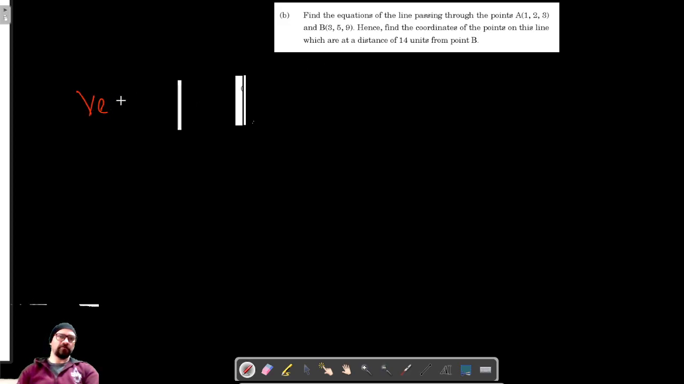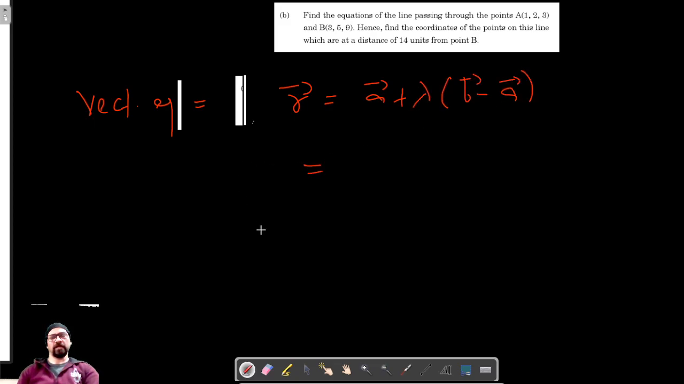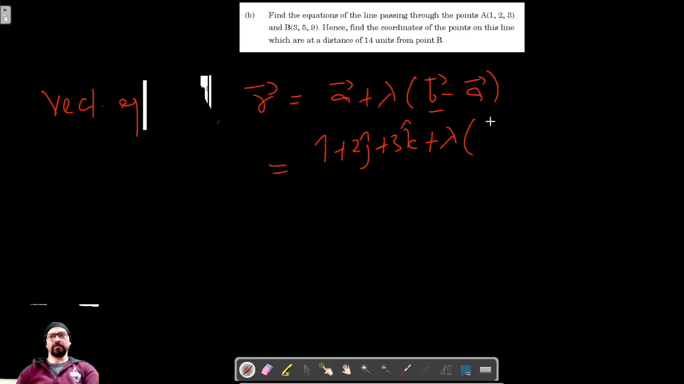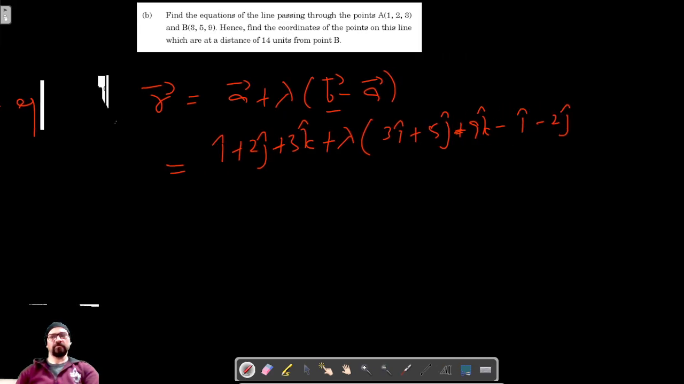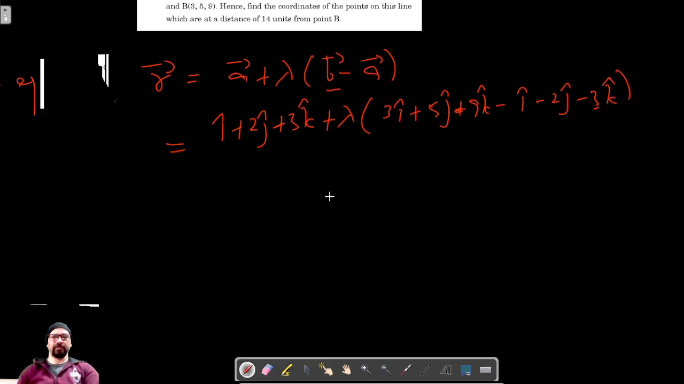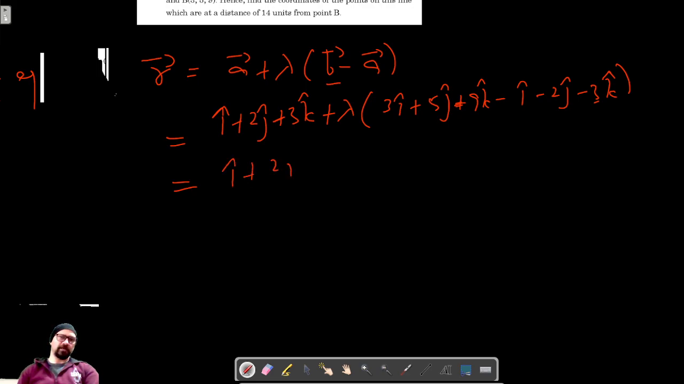The vector equation of a line passing through 2 points is given by r vector is equal to a vector plus lambda into b vector minus a vector, where a and b are the position vectors of the points. So a vector is i cap plus 2j cap plus 3k cap, plus lambda into b vector, which is 3i cap plus 5j cap plus 9k cap, minus position vector of a, which is i cap plus 2j cap plus 3k cap. Now this is i cap plus 2j cap plus 3k cap plus lambda into 3 minus 1 is 2i cap, 5 minus 2 is 3j cap, 9 minus 3 is 6k cap.